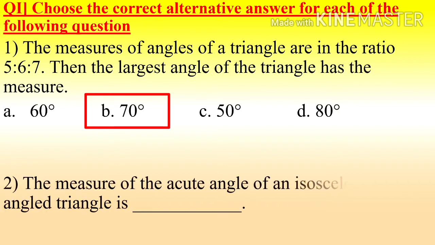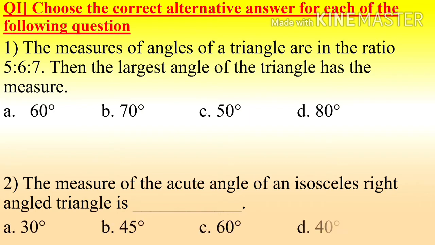Now our second question is given. The measure of the acute angle of an isosceles right angle triangle is dash. Options are given 30 degree, 45 degree, 60 degree and 40 degree. Right angle triangle means 90 degree. One of the angles will be 90 degree. Isosceles means the measures of all the three angles of the triangle are 90 degree, 45 degree, 45 degree. So here our acute angle will be which? Option B, 45 degree.